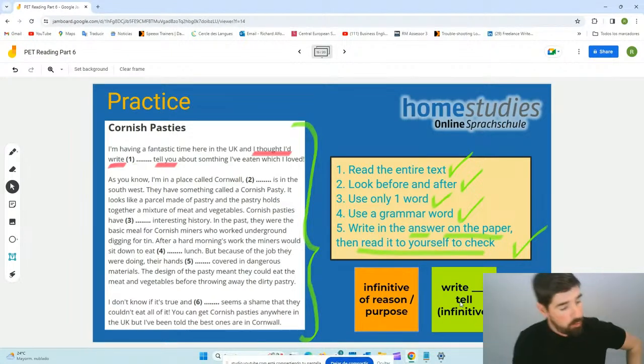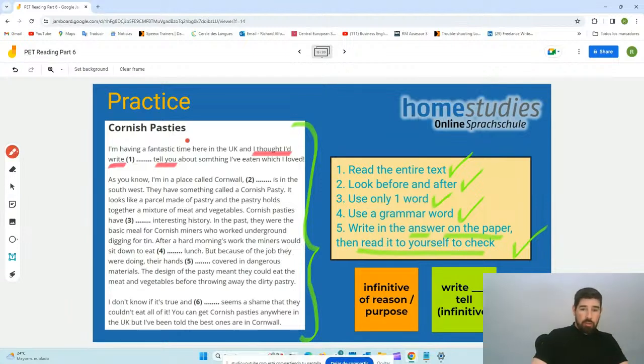Okay, so if you think you know and you're with me, write it in the gap. But if you're not sure, I shall help you. I thought I'd write to tell you. Okay, this gives us the reason why I thought I would write. Now we're going to write that in there, okay, and just read it back to ourselves. I'm having a fantastic time here in the UK, and I thought I'd write to tell you about something I've eaten which I loved. If it sounds good, you're good to go, and you can move on to the next one.